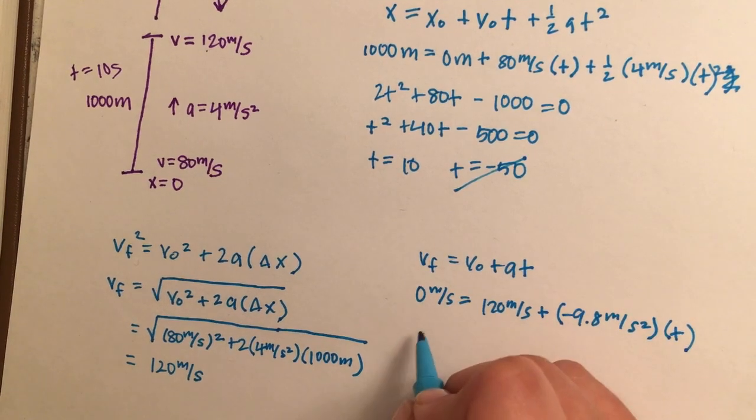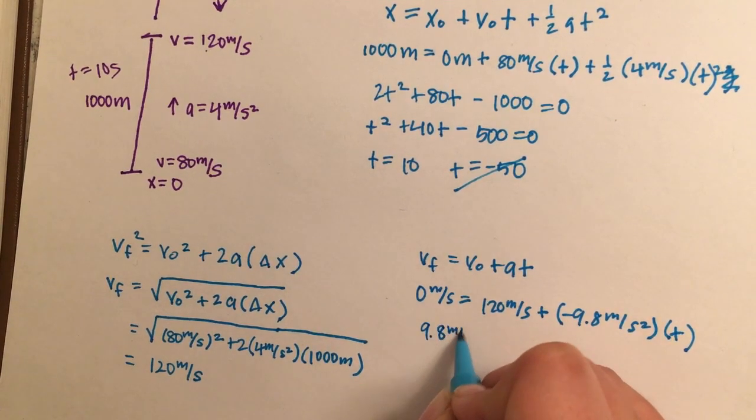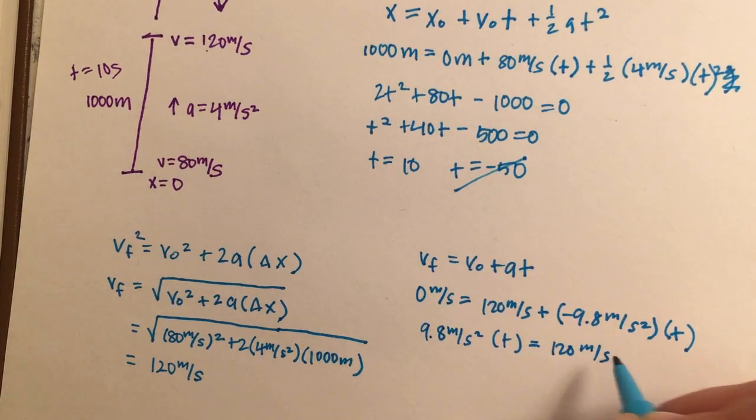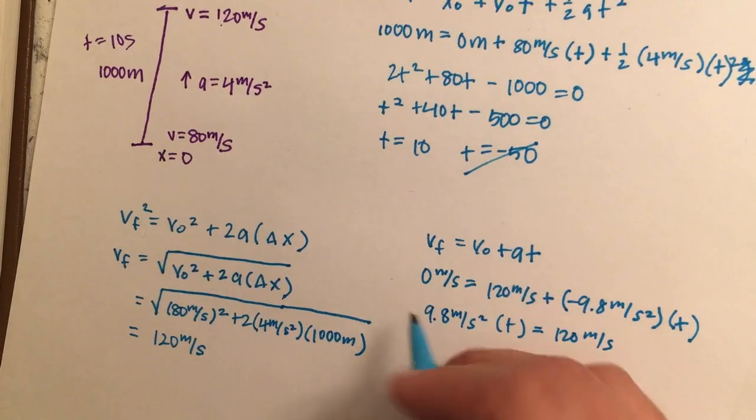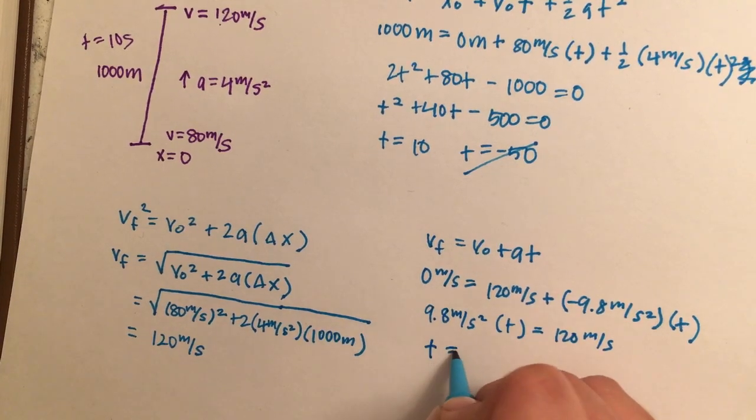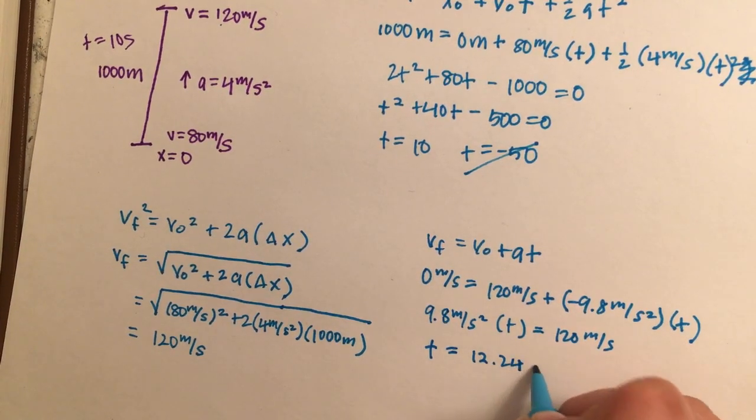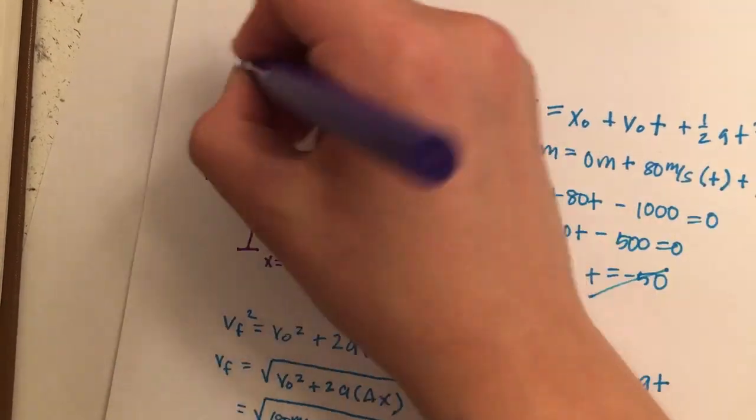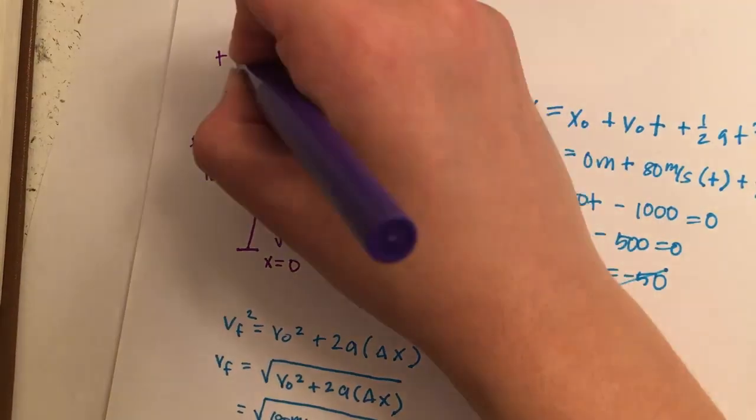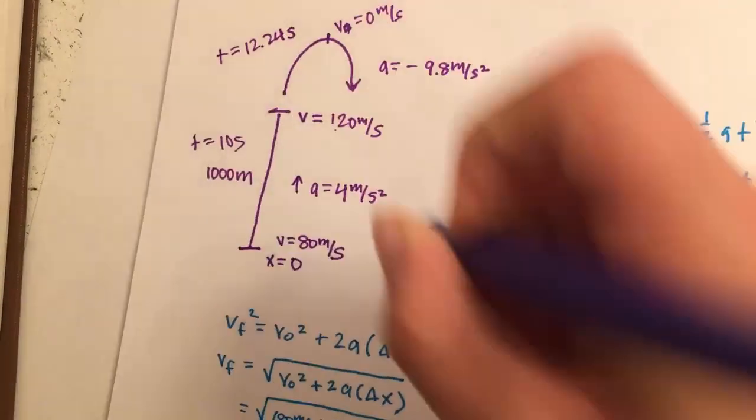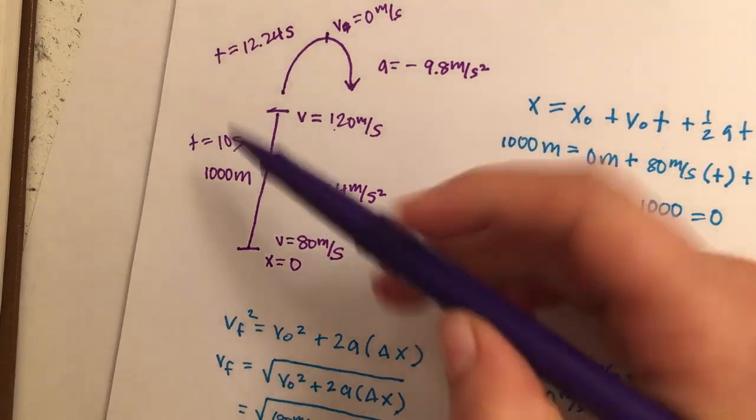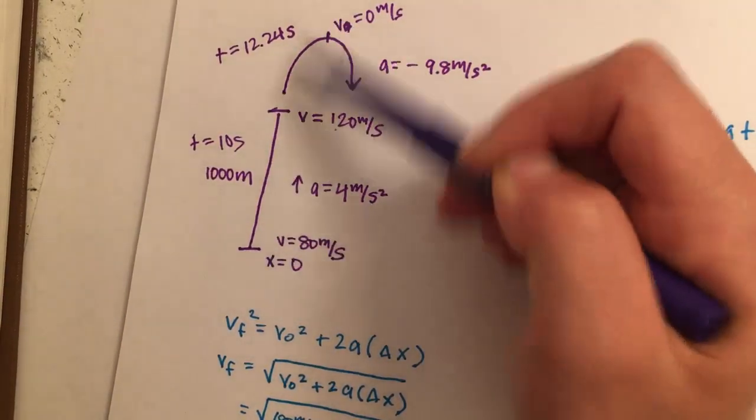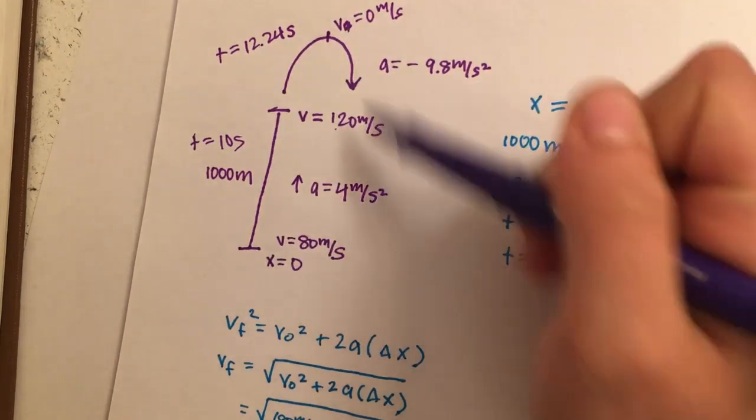You can simplify this to 9.8 meters per second squared times time equals 120 meters per second. Then if you divide that out, time is equal to 12.24 seconds. So this time right here is 12.24 seconds. If you add that up, that's 22.24 seconds for this whole upward motion part. So now we need to find the downward motion part.